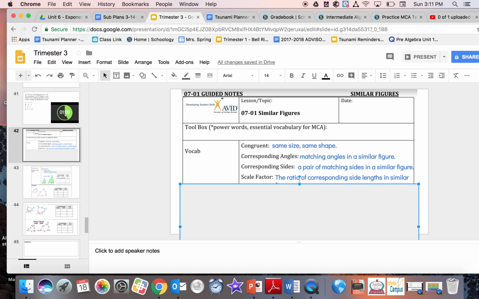And then scale factor. Scale factor, like I mentioned, it is a ratio, and it's the ratio of corresponding side lengths in similar figures.